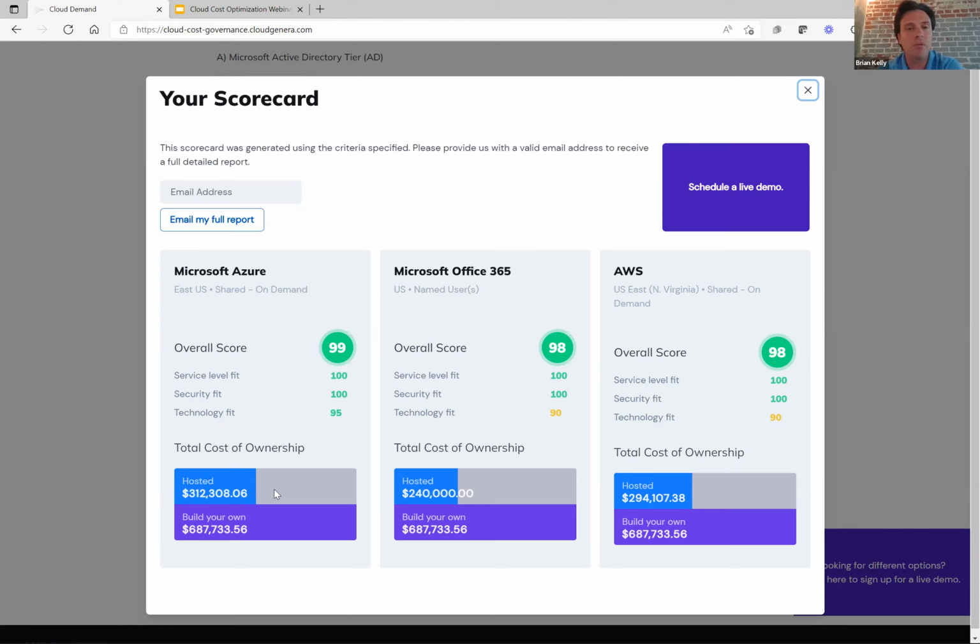And so in this scorecard, what you're seeing is a comparison of Microsoft Azure, Microsoft Office 365, and Amazon Web Services to support our use case of wanting to deploy an Exchange application as a collaboration solution for our business. You can see clearly that this engine, in its approach to driving better governance, evaluates service level, security, and technology needs, as well as total cost of ownership.